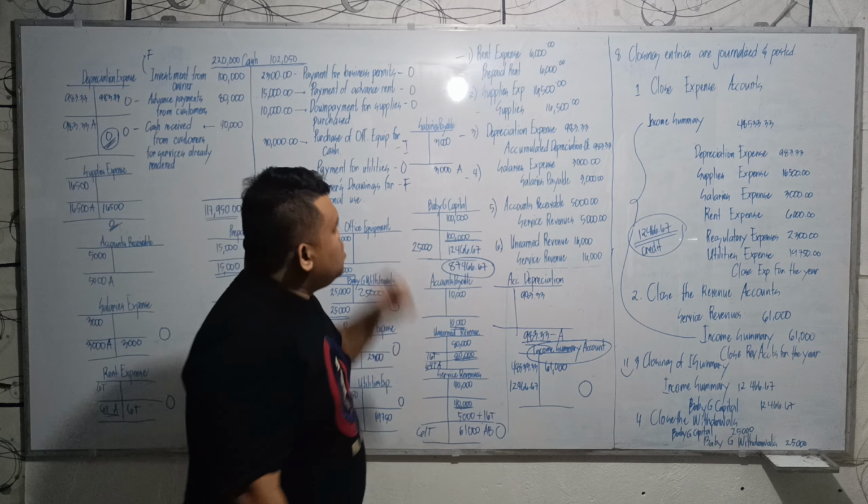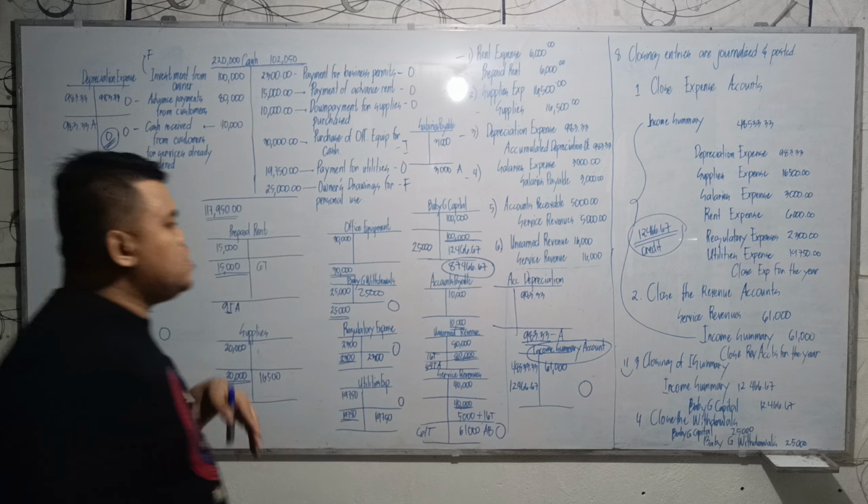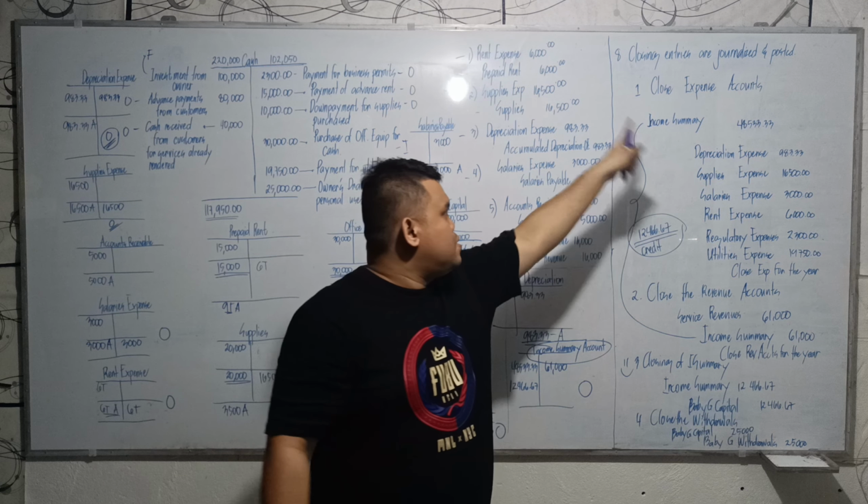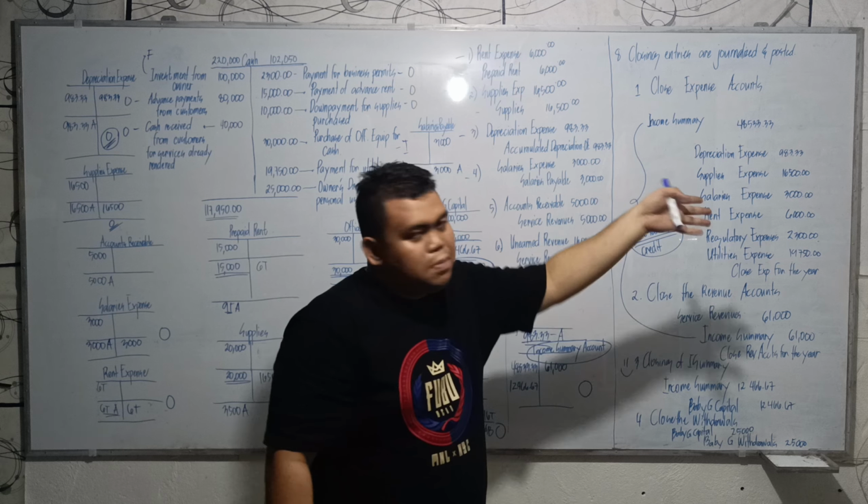Now, what's next? Step 9. Step 9 is easy, which is why I have to discuss this in the same video with step 8. Step 8 is lengthy because these closing entries are journalized and posted.